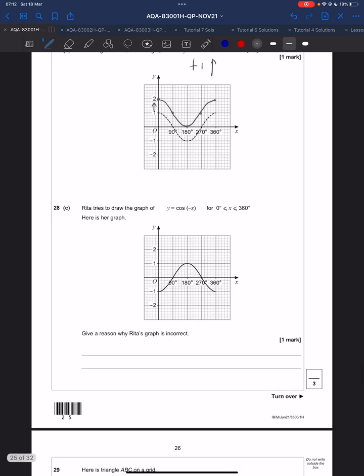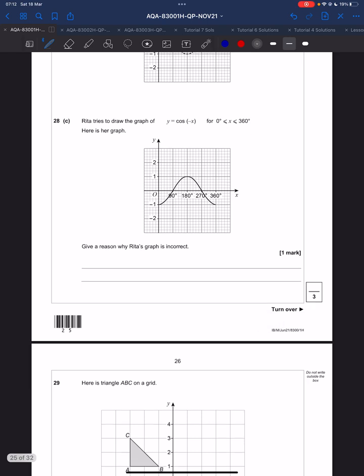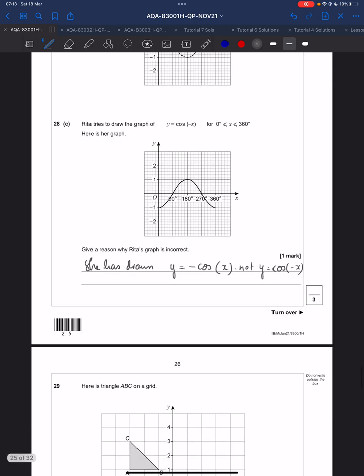Rita tries to draw the graph of cos of minus x. Here is their graph. Give a reason why she is incorrect. Right, she has drawn y equals minus cos of x, not cos of minus x. So basically there is a difference.